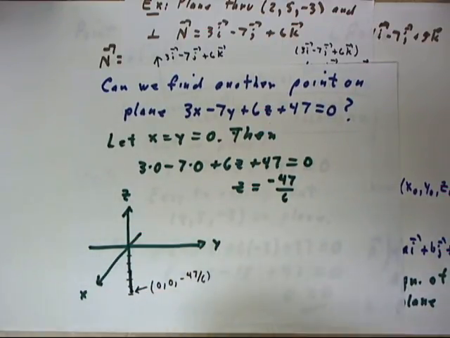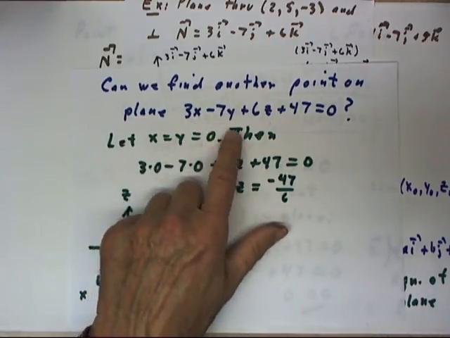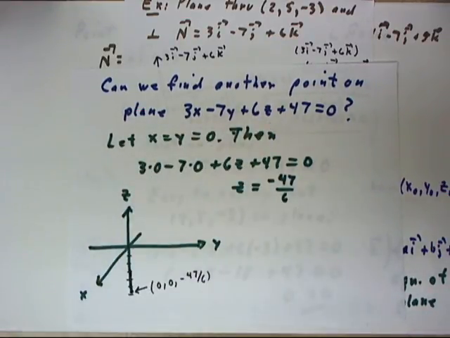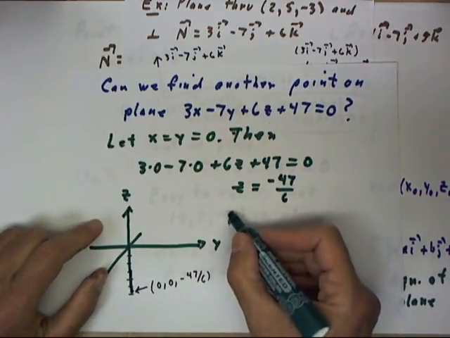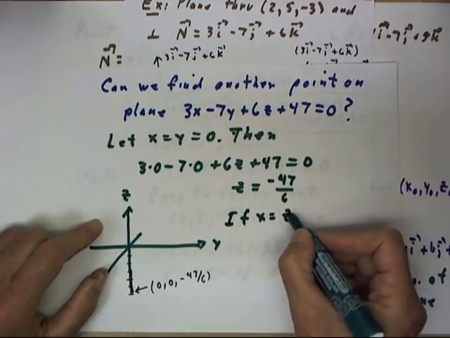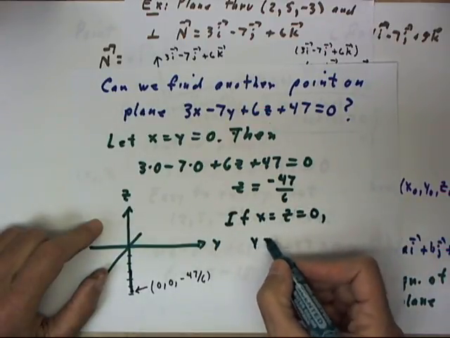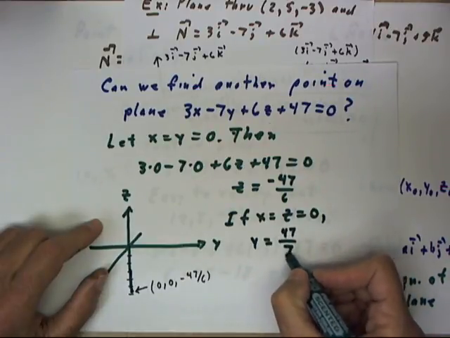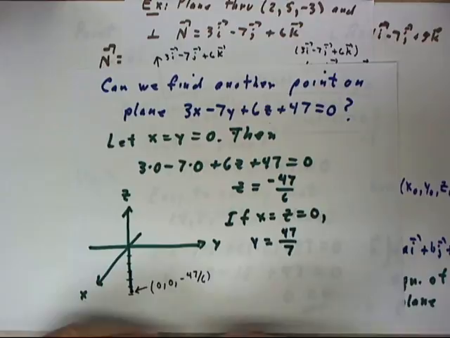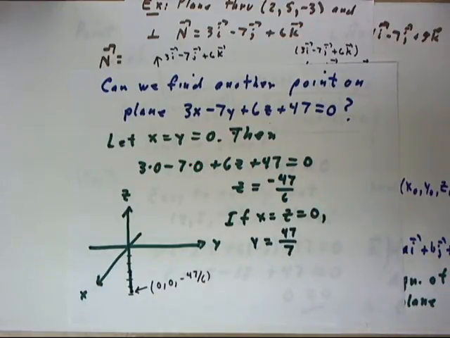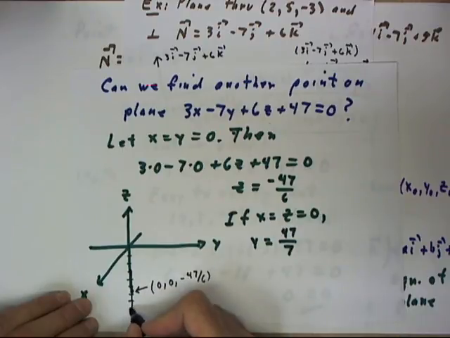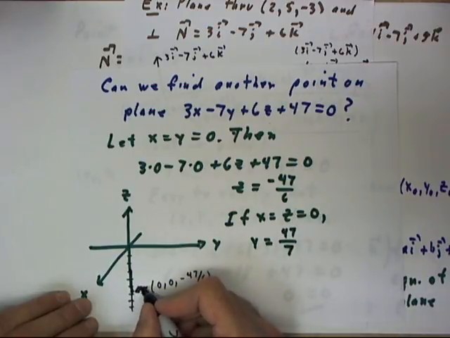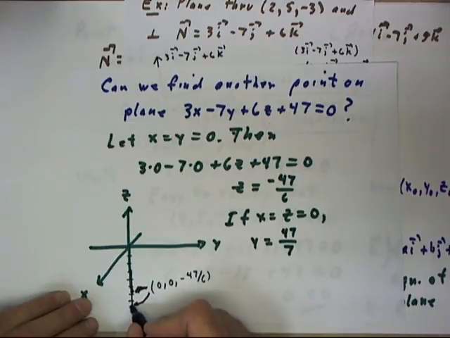Similarly, we could let both x and z be 0, and we get y equals 47 over 7, which is almost 7. And I think I made a mistake when I did this. This is almost 8, and I only came down 6. I'd have to come down a couple of more units. Let's cross that out. And we see that the point would be about here.